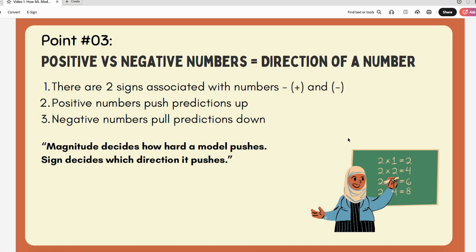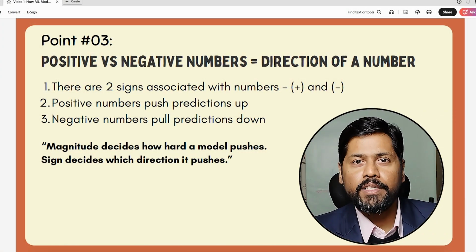Now let's talk about the direction of a number. So far we have discussed how strong a number is, that is, magnitude.